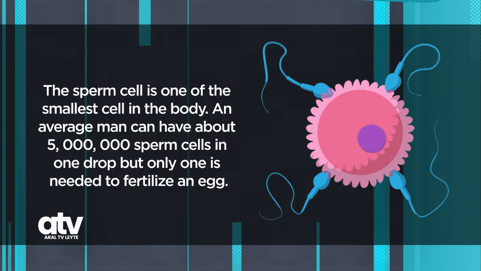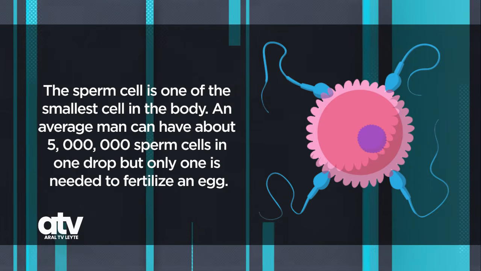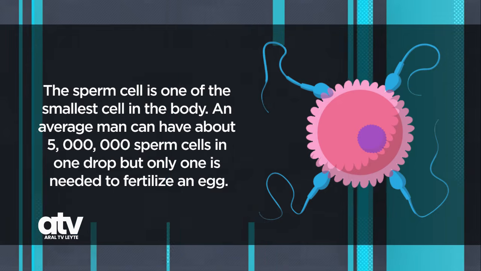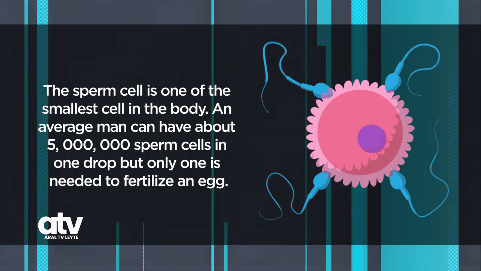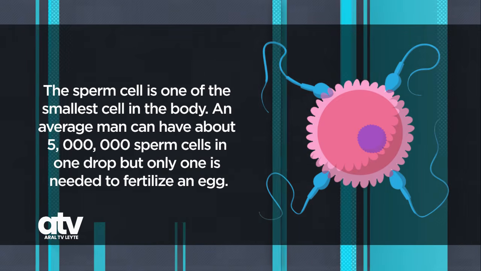The sperm cell is one of the smallest cells in the body. An average man can have about 5 million sperm cells in one drop, but only one is needed to fertilize an egg.